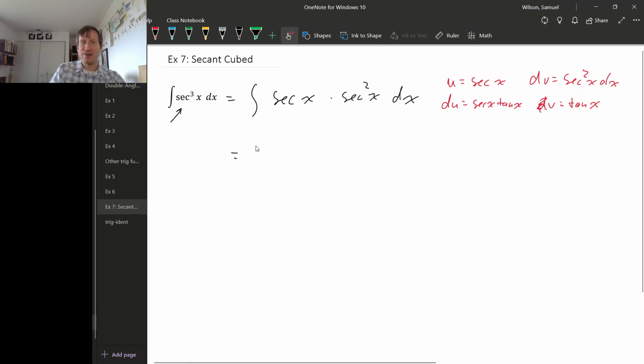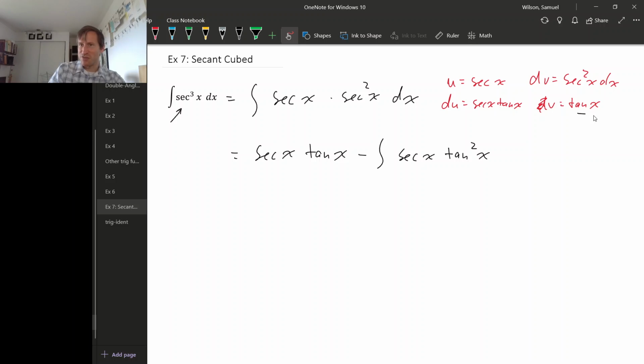Okay, now we have u times v, secant x times tangent x, minus the integral of v du, so secant x tangent squared x, right? One tangent from v and a factor of tangent coming from du. Oh, I've missed my dx here. There we go, dx. All right, so as usual, integration by parts has turned one integral into a different integral. Is this integral any better? It's hard to say. What could we do with this integral?